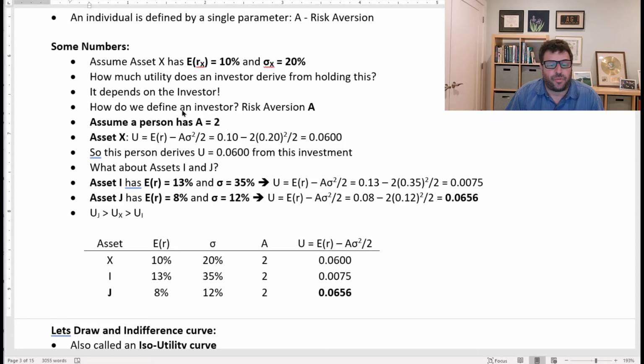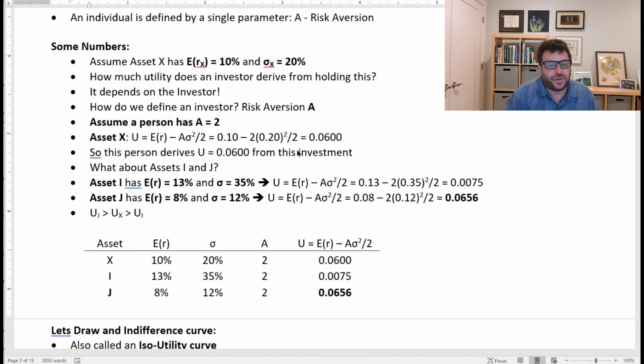So we're going to assume that this person has A equals 2, and so the utility derived from holding asset X is going to be the return minus the risk aversion parameter times the standard deviation squared divided by 2, or half the variance. So 10% minus 2 times 0.2 squared divided by 2, and this person achieves a utility number of 0.06. Now, what do we do with this?